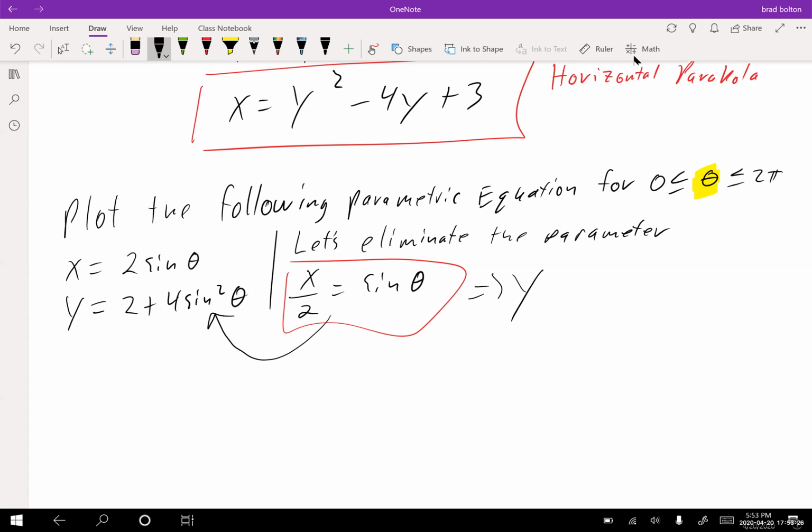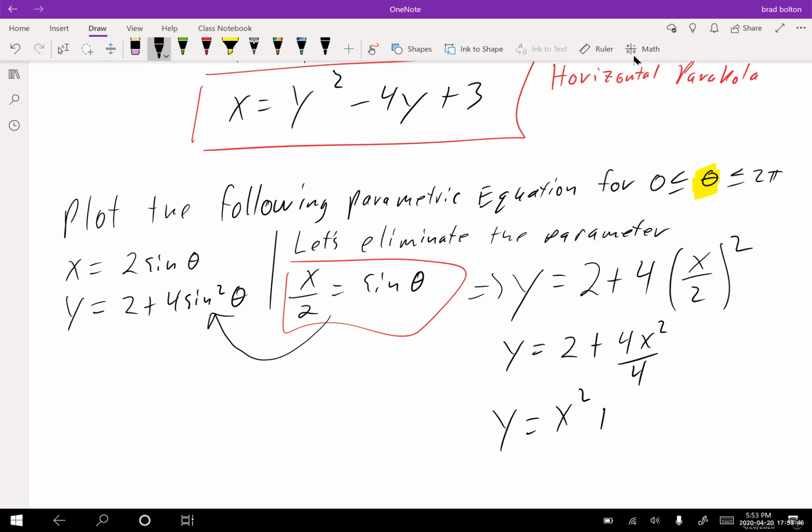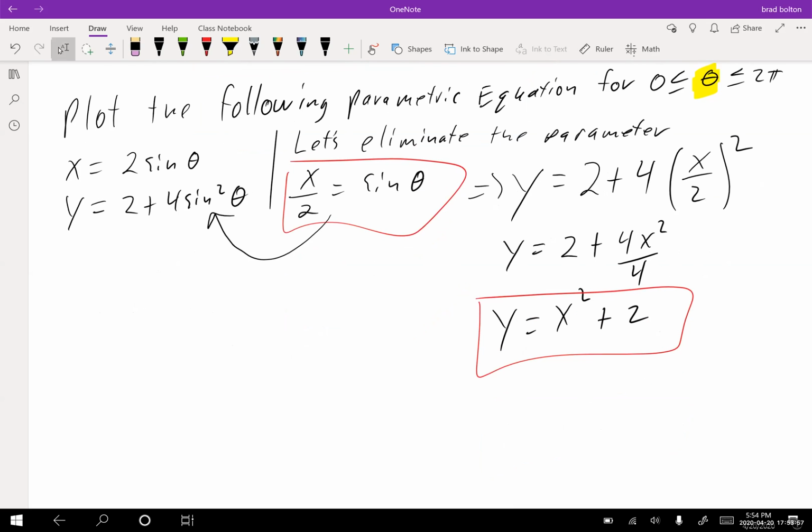So that means we have y equals 2 plus 4 times, now this is sine of theta squared, so we're going to use x over 2 squared. So this becomes y equals 2 plus, well, this is 4x squared over 4. So y equals x squared plus 2. Okay, so hopefully you guys see how I did that. If not, ask me in the next meeting. All right, that you can eliminate the parameter like this.